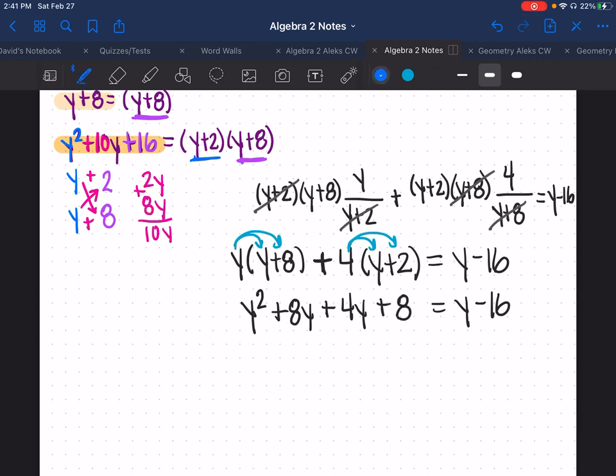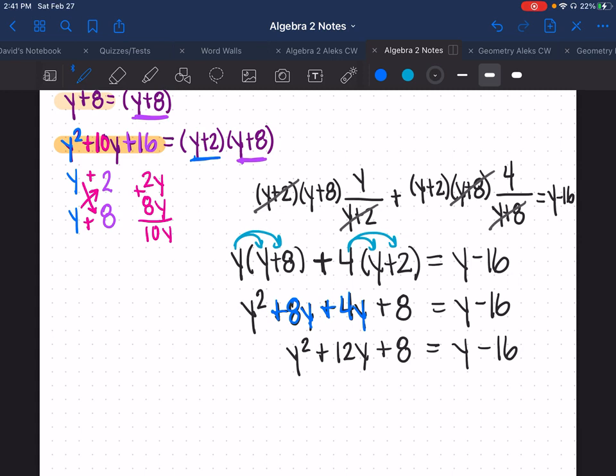So we've got our y squared by itself. We've got positive 8y plus 4y. And that would give me y squared plus 12y plus 8 equals y minus 16. Okay, so now that I have everything fixed, I've got to figure out how to solve this.